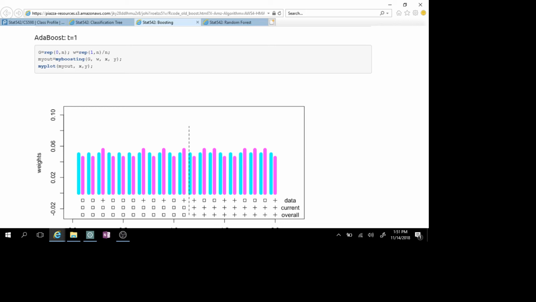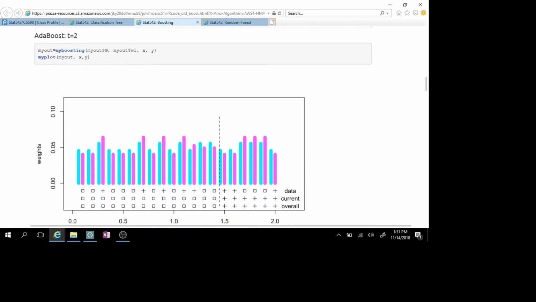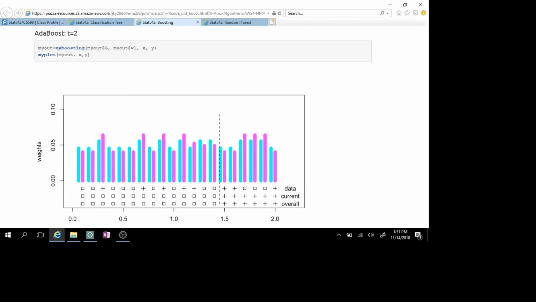Now you can see the places where we're making mistakes. When I do majority voting, I'm going to classify this side as square and the other side as plus. When I'm making mistakes, you can see the purple weights are increasing, and that's how you adjust things. You can do this iteratively, many times.